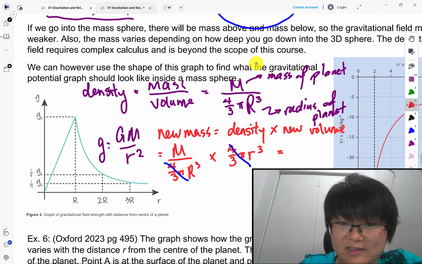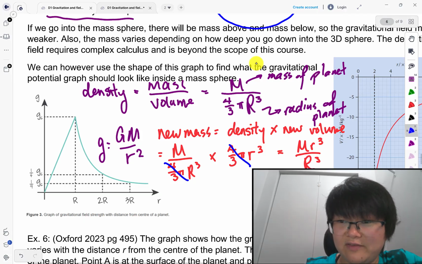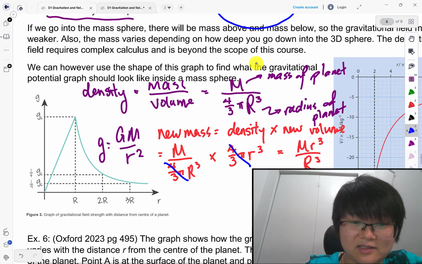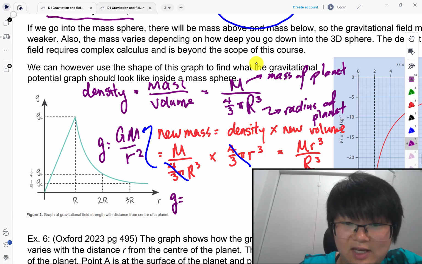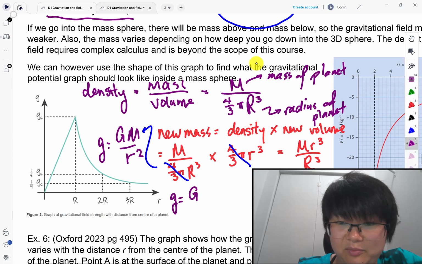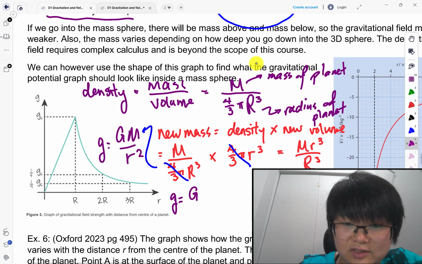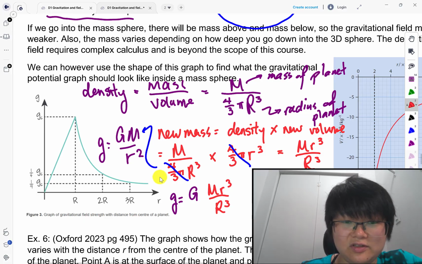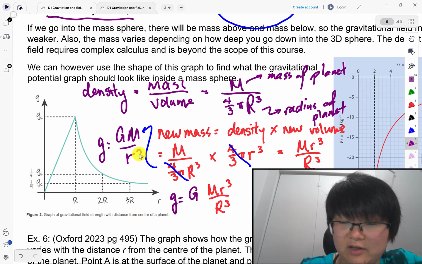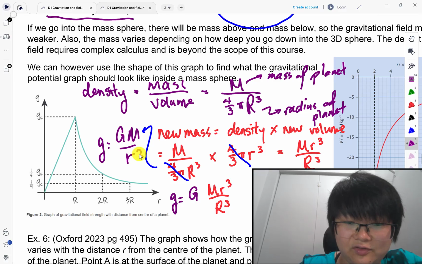And so the mass then simplifies to m, small r cubed, over the radius of the Earth cubed. Now that we have the new mass, we can substitute this new mass into the gravitational field equation. So then we get big G, and from putting in the new mass, which is m small r cubed over big R cubed. And don't forget, there's also the r squared as part of the original definition of gravitational field.